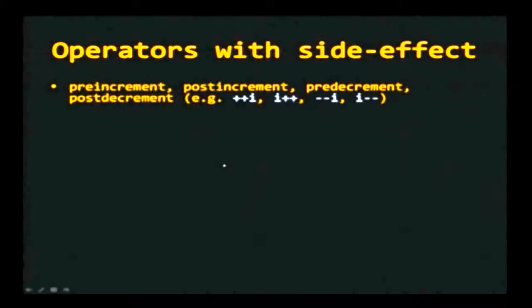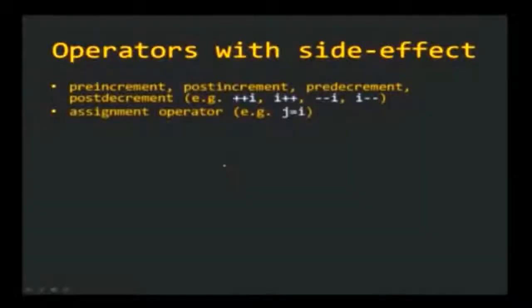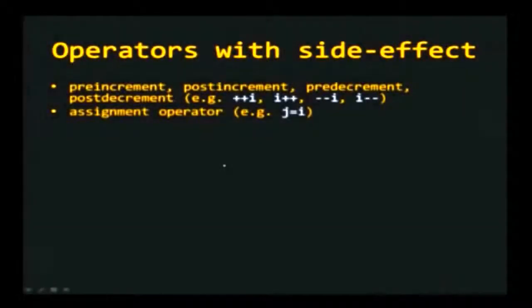Let us list a few operators with side effects. Pre-increment, post-increment, pre-decrement, post-decrement all have side effects: in addition to returning a value, they also update the variable. The assignment operator clearly has side effects. If you say j equal to i, the value of i will be assigned to j, and as we have earlier seen, as an operation it returns the value that was assigned. So it updates j and also returns a value, which is the value of j.